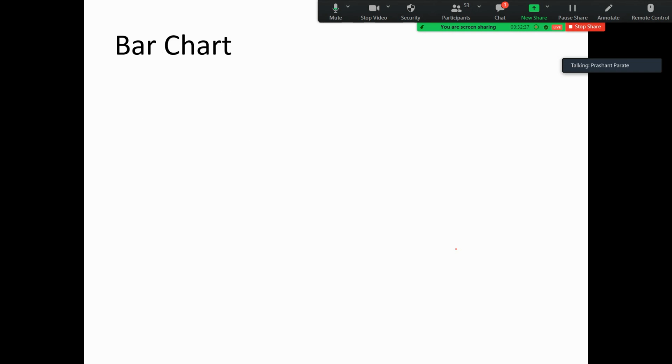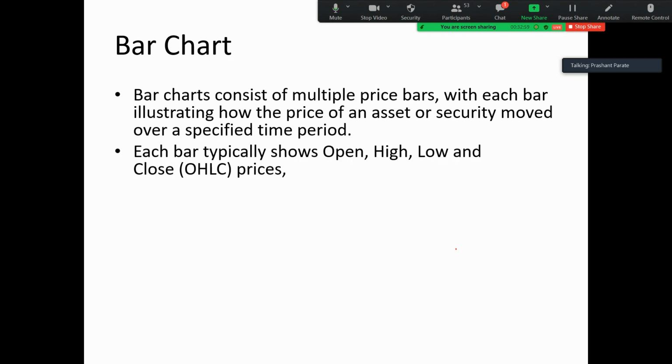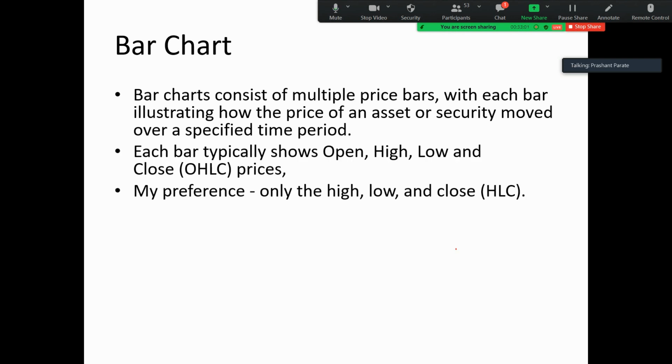Then there is the bar chart. A bar chart is a chart which consists of multiple price bars, with each bar illustrating how the price of an asset or security moved over a specified time. It is similar to a candle chart, but in a candle chart there is a body. In bar charts we can see that there are also 4 points: open, high, low, close, which is called OHLC.